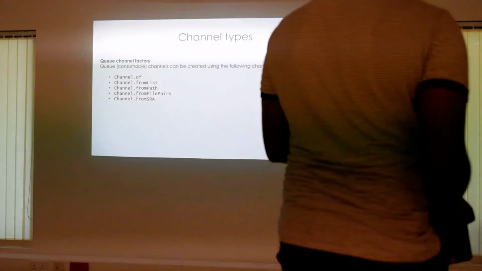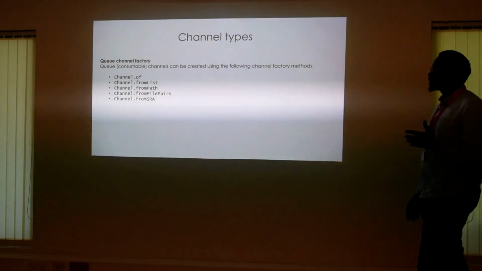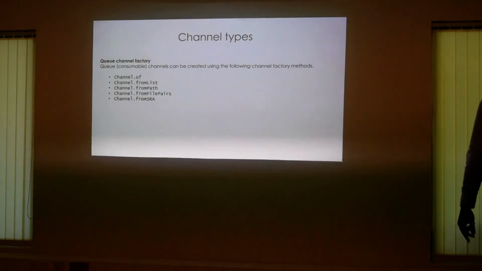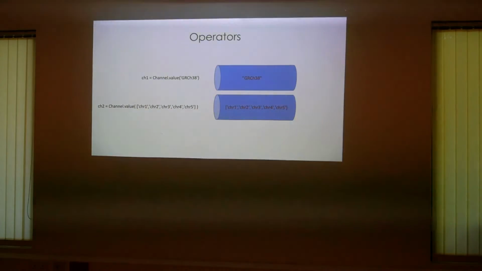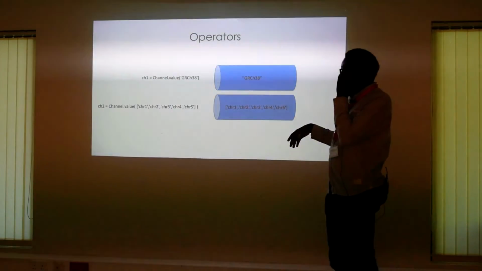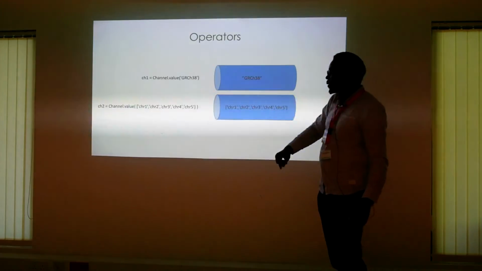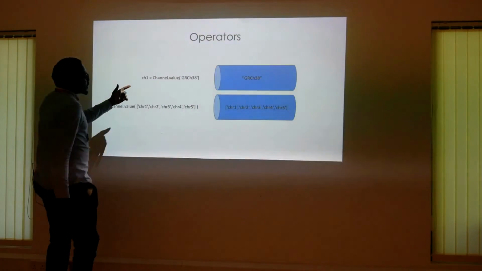So as I mentioned, the queue channel, you can have channel of, channel from list, channel from path, from file pairs, and from SRAs. Here are examples. For instance, in a directory, you have a file or a folder having this name, and you want to create a channel from that.